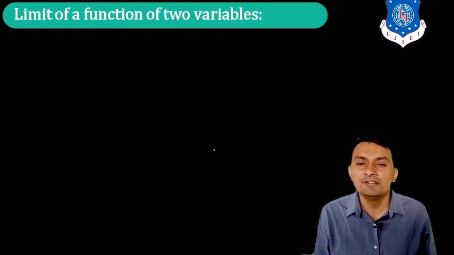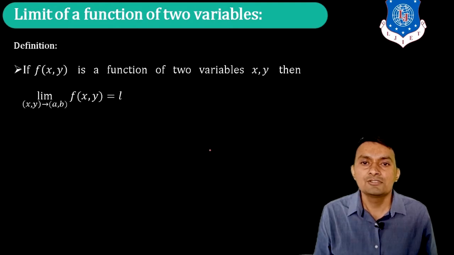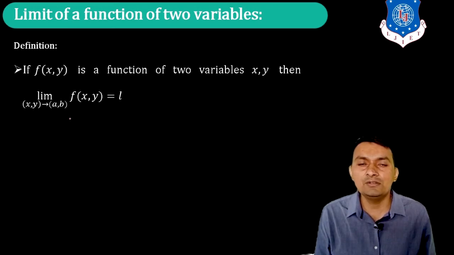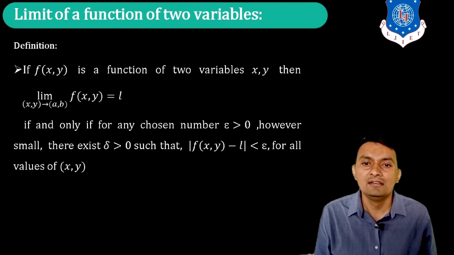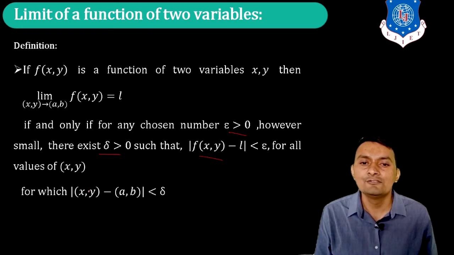Let us look at the limit of a function of two variables. Let us look at the theoretical definition first. If f of x, y is a function of two variables x and y, then the limit as (x, y) tends to (a, b) of f of x, y is equal to L if and only if for every epsilon greater than 0, we can find delta greater than 0 such that mod of f of x, y minus L is less than epsilon for all values of (x, y) for which mod of (x, y) minus (a, b) is less than delta. This is our theoretical definition for the limit of a function of two variables.